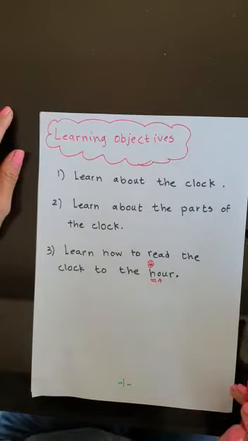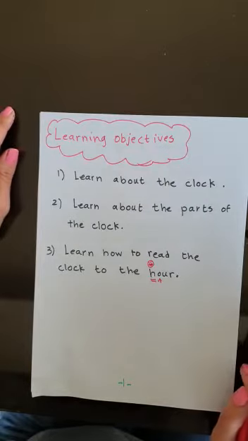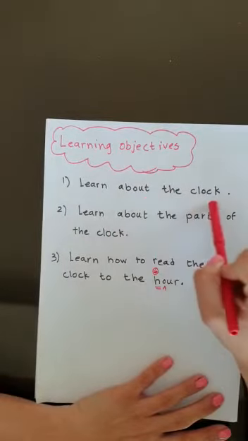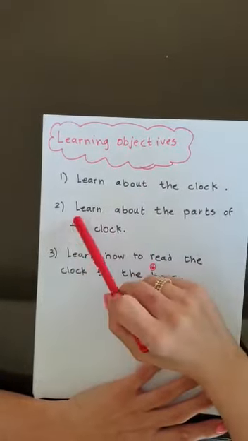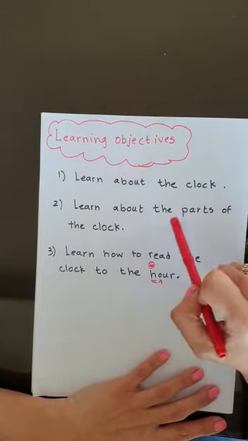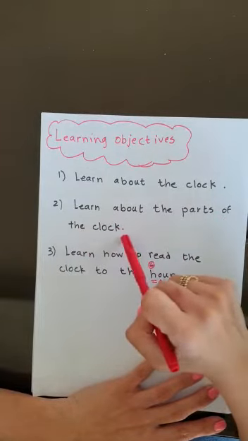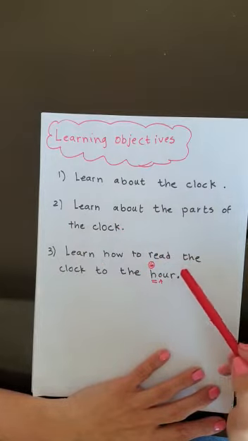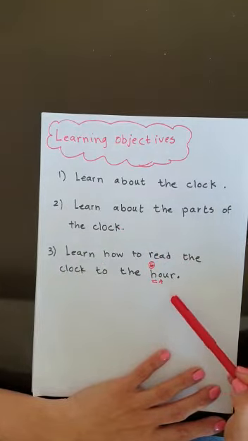I will start explaining the learning objectives for this lesson. First, we will learn about the clock. Second, we will learn about the parts of the clock. Finally, we will learn how to read the clock to the hour.